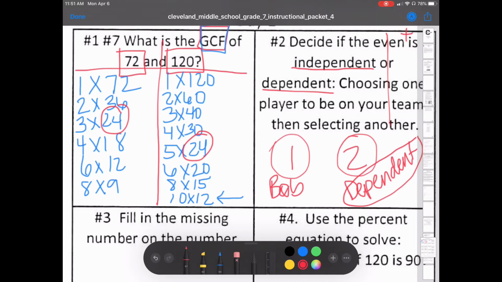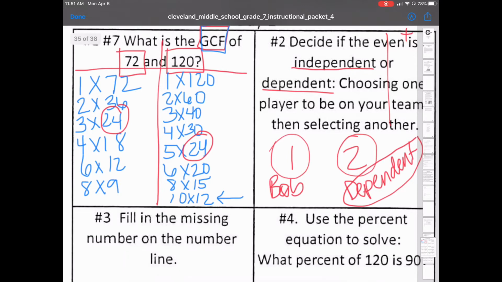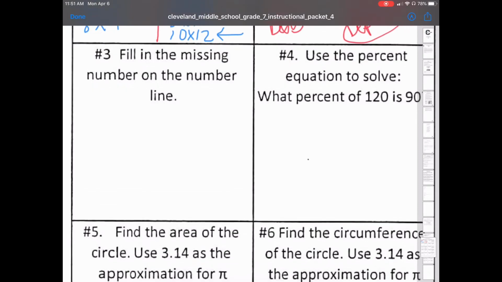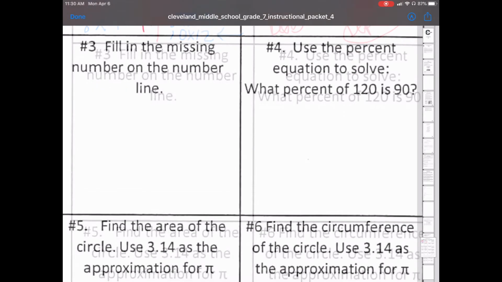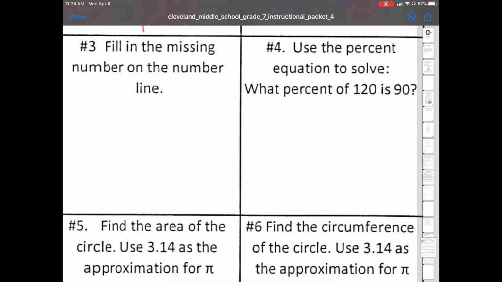All right, let's go on to the next couple questions. On to number 3. We have another typo here. It wanted us to put a number on a number line, but there's no number. So on to number 4.